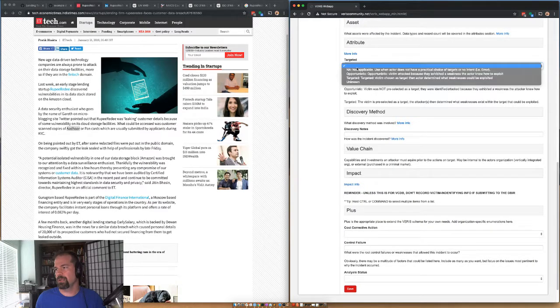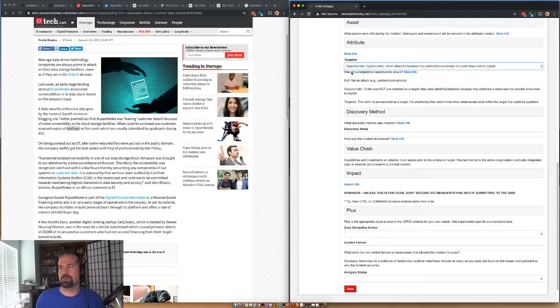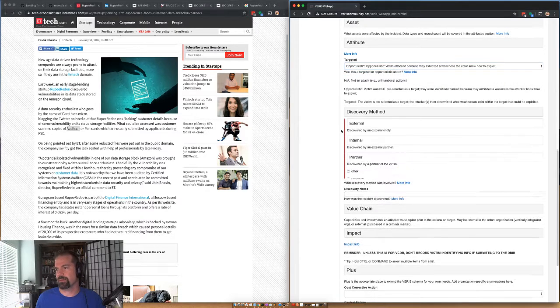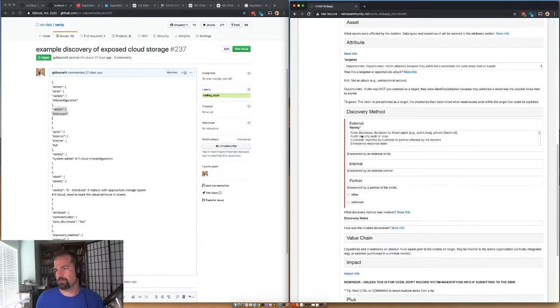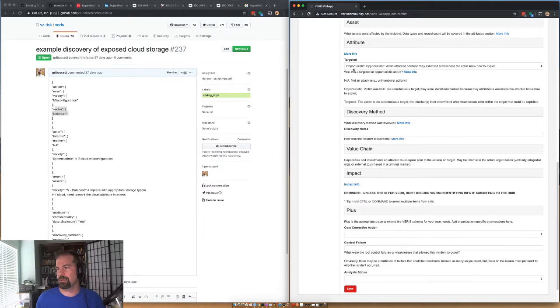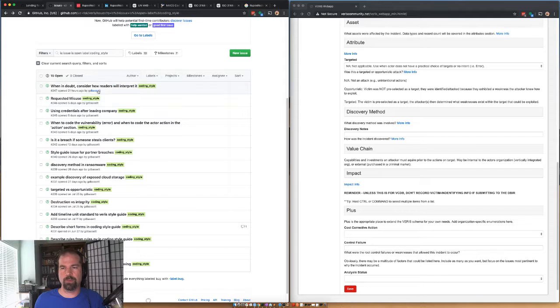So we'll close attribute. This is targeted. It's opportunistic. The person looking for it was probably just scanning for open buckets. Discovery. We'll look at our example. External. And the variety is unrelated third party. And then, oh, no, this is correct because we coded this as an error. Then it's not applicable because of the error. We're not coding the discovery, we're coding the action by the organization. And that goes back, and there's actually a coding style issue about that. And this brings up a good point about VERIS.